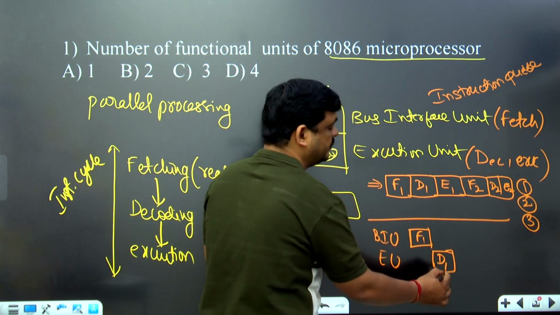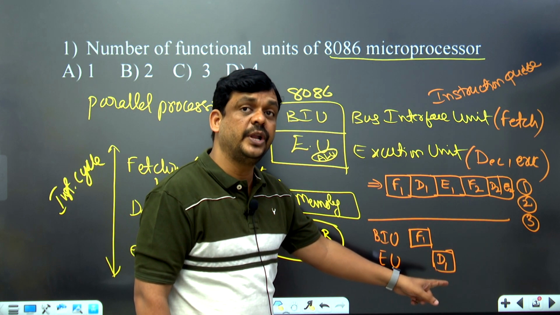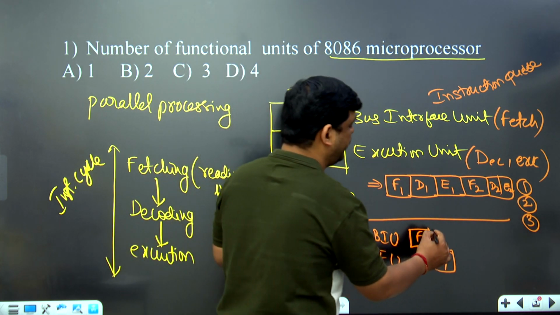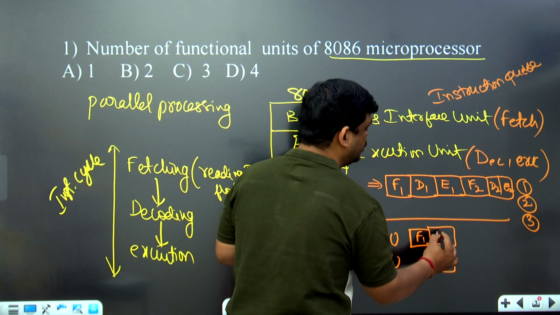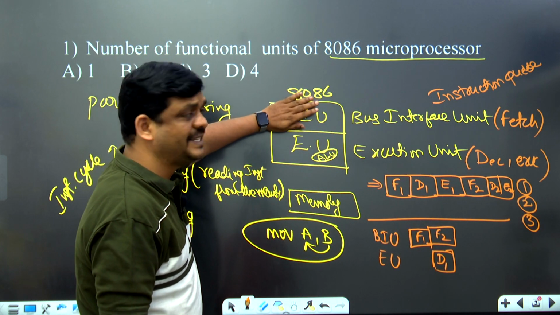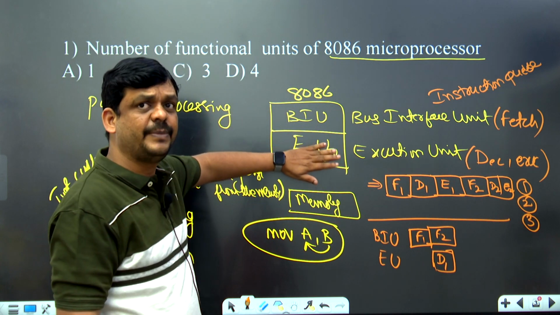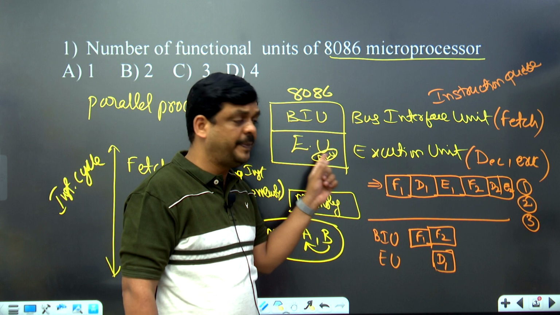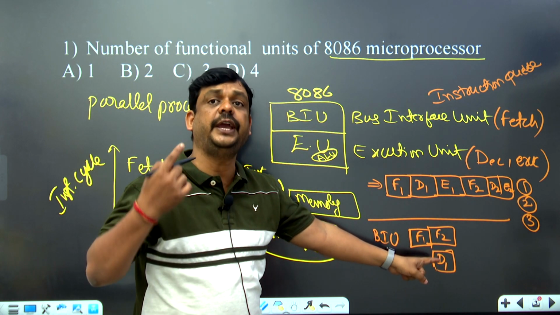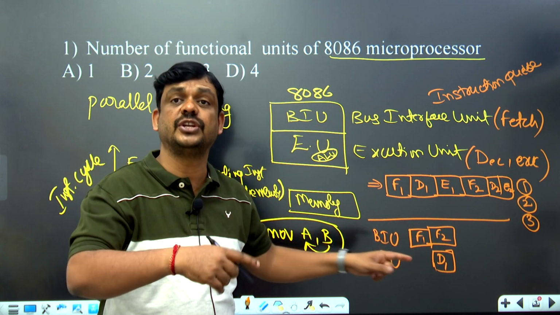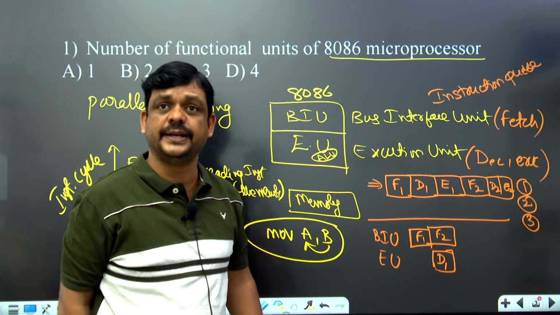After completion of the fetching of this first instruction, the execution unit starts the decoding operation. At the same time, the bus interface unit fetches the second instruction. So parallelly, it performs both operations here, because the function of this unit is separate and this unit has a separate function, right? So the execution unit performs the decoding operation, decoding of the first instruction. At the same time, the bus interface unit fetches the second instruction. So the fetching operation is already completed, right?